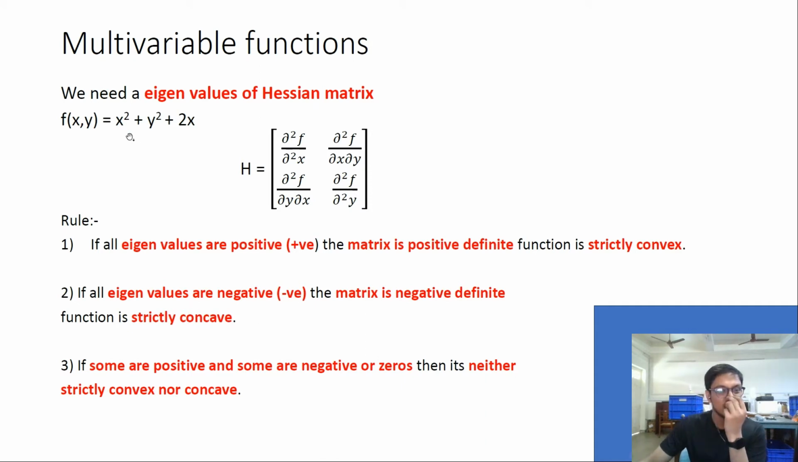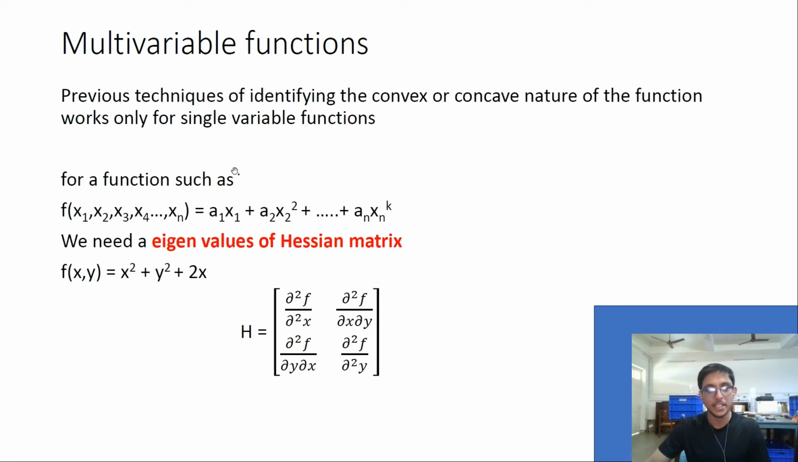So the point is we want to know whether a multivariable function is of convex nature or concave nature. So what we do is we create the Hessian matrix, and then we find the eigenvalues of that Hessian matrix at the stationary point. How do we do that? We'll discuss with the example.